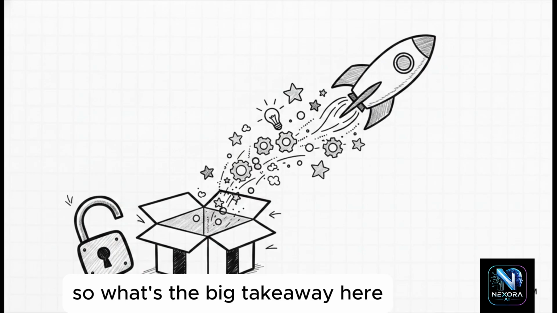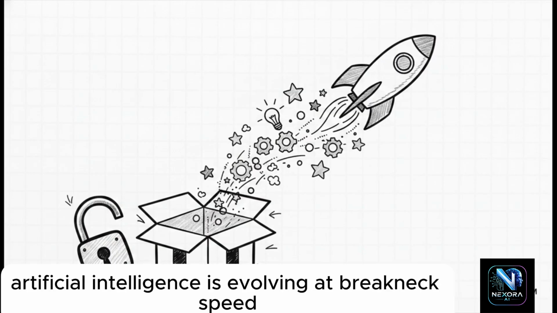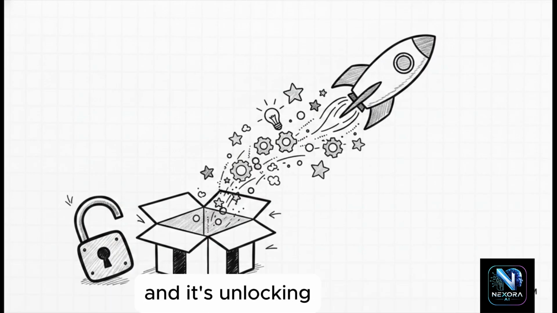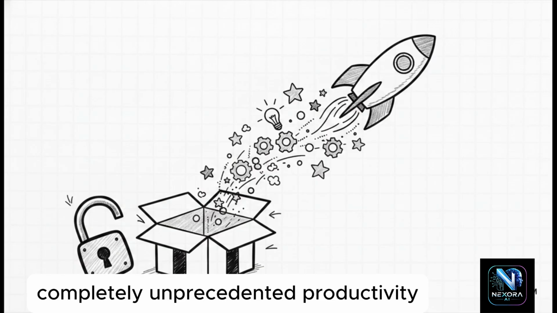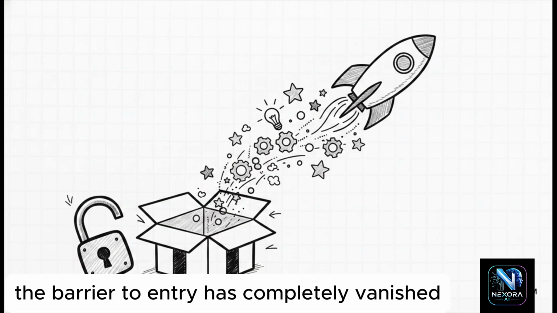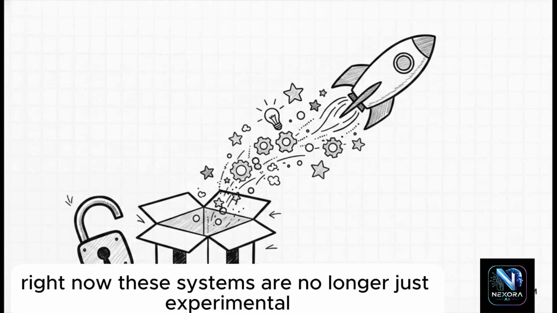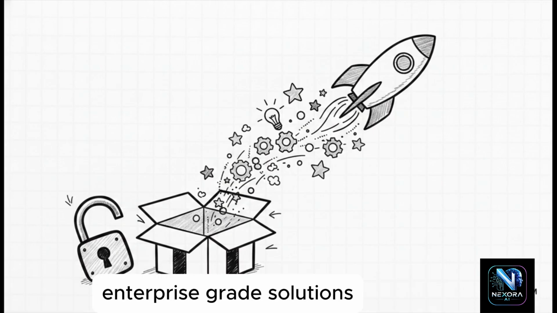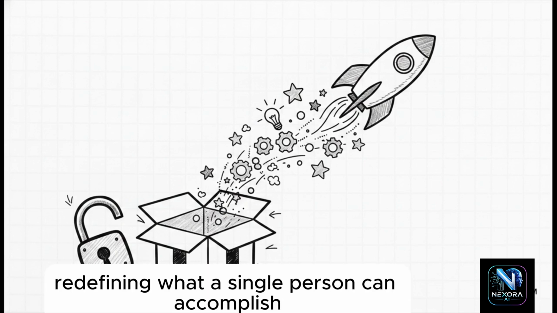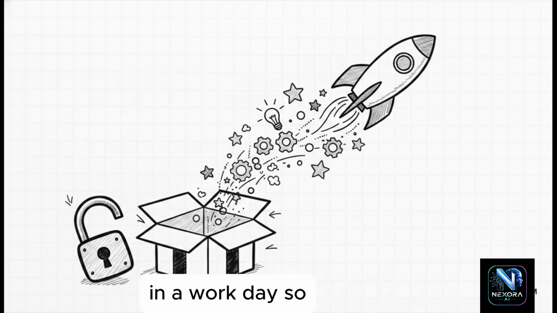So, what's the big takeaway here? Artificial intelligence is evolving at breakneck speed, and it's unlocking completely unprecedented productivity. The barrier to entry has completely vanished. This evolution is free, and it is ready for you right now. These systems are no longer just experimental tech demos. They are robust enterprise-grade solutions that are fundamentally redefining what a single person can accomplish in a workday.